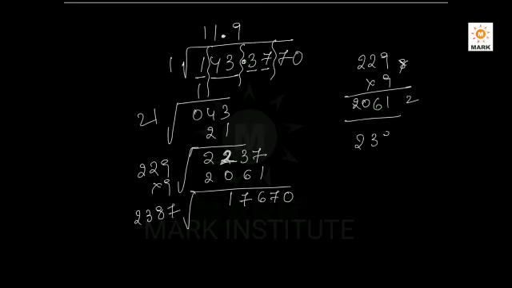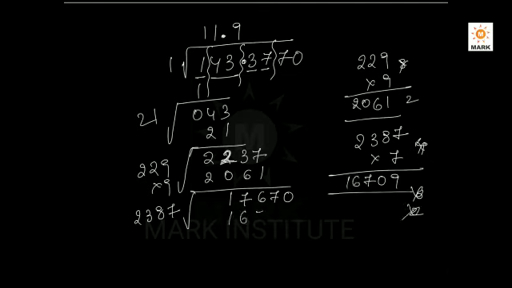So 2387 into 7 times. So 9, 49, 8 7s are 56, 56 plus 4 is 60. Again 6 carry forward. 7 3s are 21, 21 plus 6 is equal to 27. So 7 here, 2 carry forward. 7 2s are 14, 14 plus 2 is equal to 16. 16709 is equal to 1 and it is 6. This is 15, it becomes 16, 16 minus 7, 961 and so on.